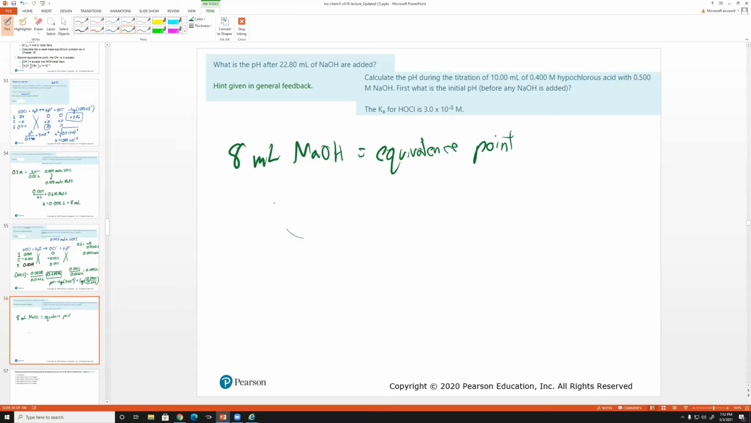So what this means is that 22.8 minus 8 is going to be 14.8 milliliters of 0.5 molar NaOH. That's where we're adding.